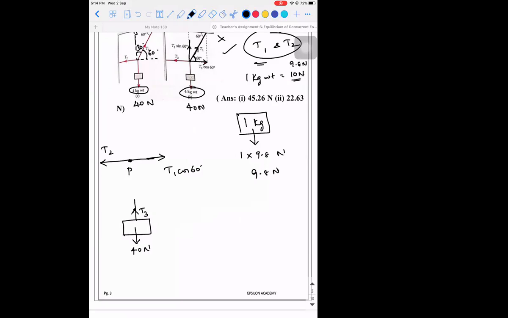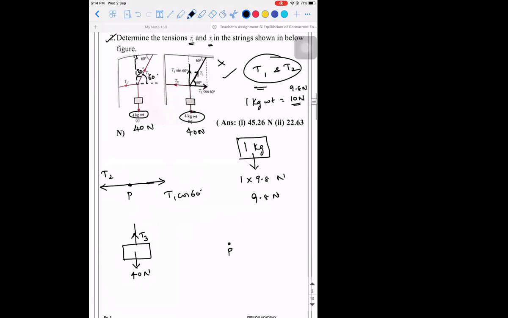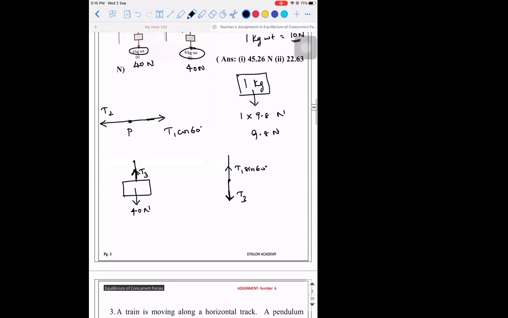So T3. Similarly, the point P is there, no? This point P at this place. What is the upward force acting just above that? T1 sin 60. Yes. And what is the downward force acting just below that? T3. Very good. It is T3 because this is the third string and this is also the third string. So a third string has the same tension T3 in the opposite direction, as it is an action-reaction pair.